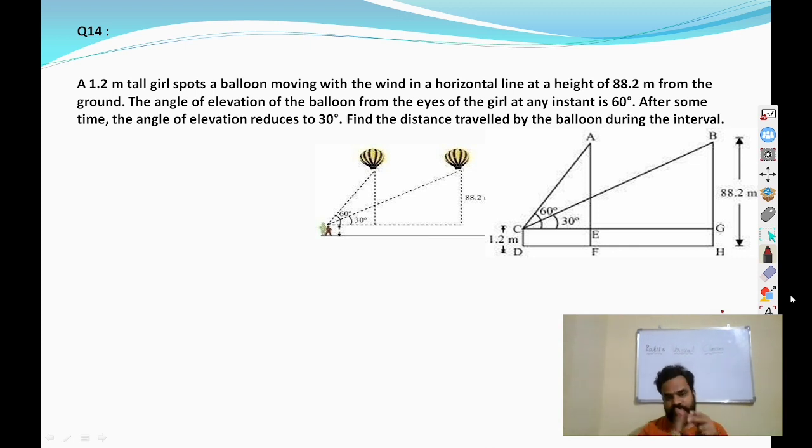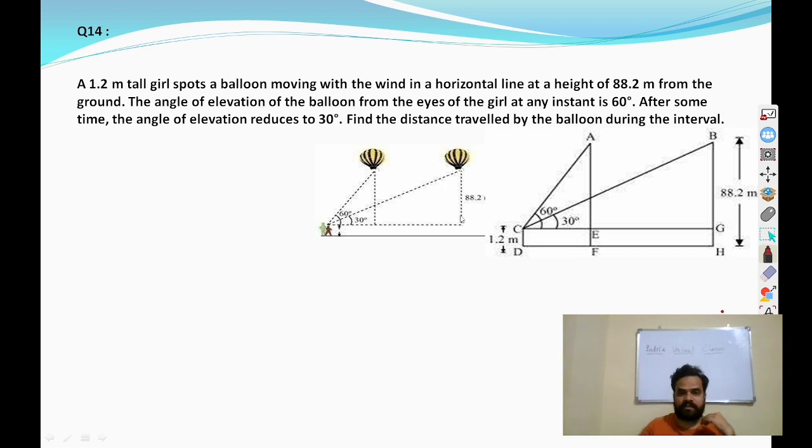See, two things we need to observe here. If the angle of elevation is reducing, the thing is going away. If the angle of elevation is increasing, the thing is coming nearer to us, or we are going nearer to whatever object we were observing, right? They are asking you to find the distance traveled by the balloon during this travel.